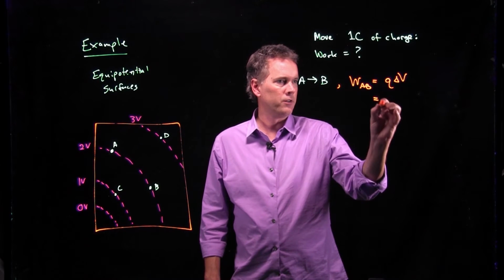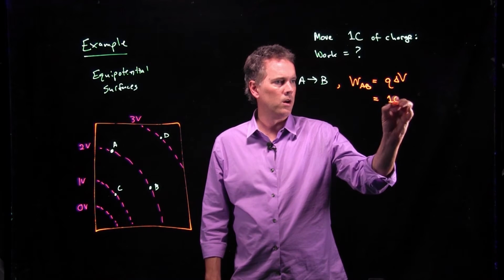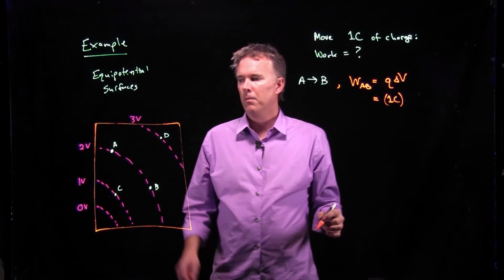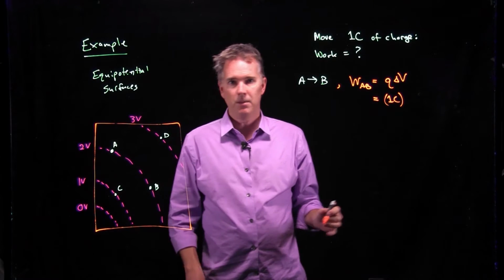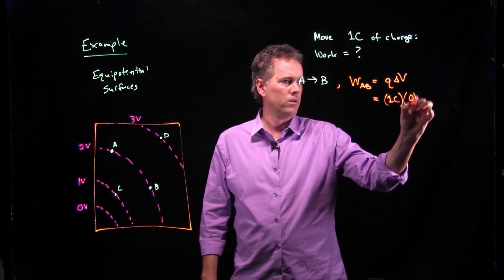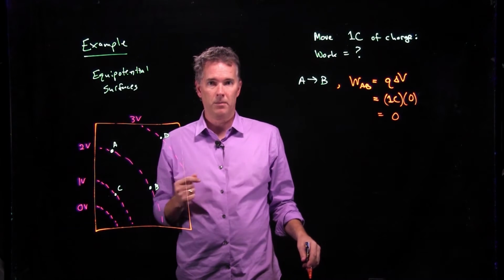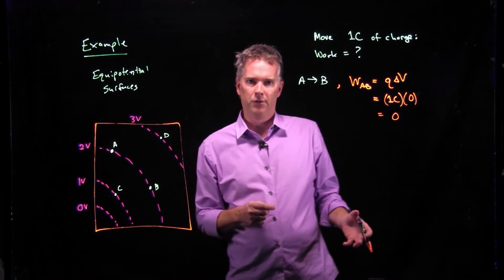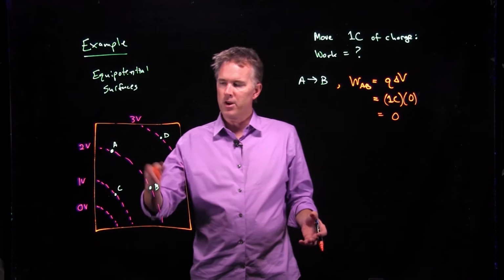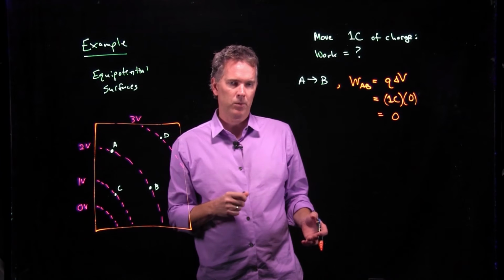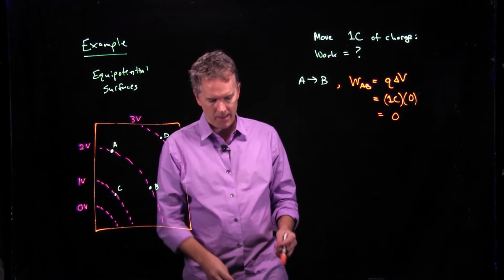The charge here is, of course, 1 coulomb, but the change in the potential going from A to B is 0. And so there's no work moving from A to B, and that's exactly what an equipotential surface means. It's free for the charge to move along an equipotential surface. All right, that one's not too bad.